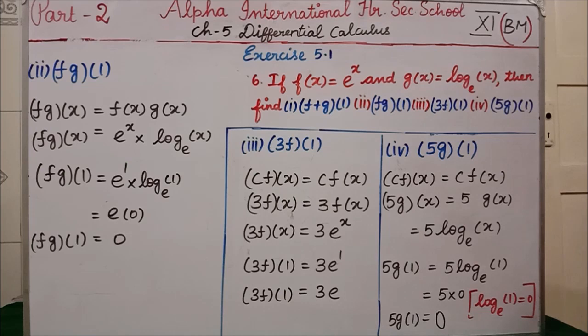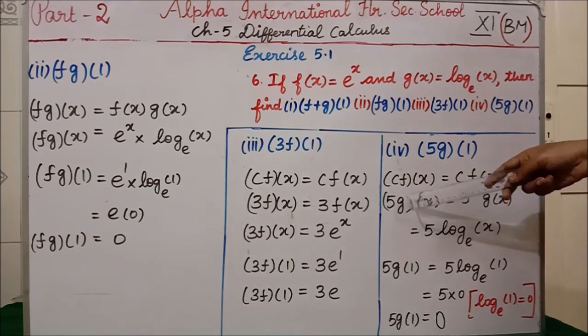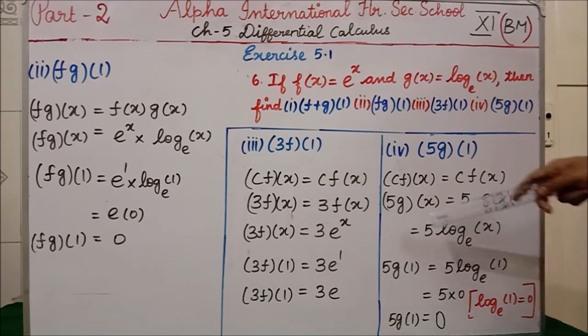Now fourth subdivision, 5g1. So the same formula here also you are going to apply. Here f they have given, here g they have given. So 5 into g of x we will get. Isn't it? 5gx means how can we write? 5 constant separately we can write and g of x we can write. Now g of x value, what they have given here? Log e x they have given. So write that.